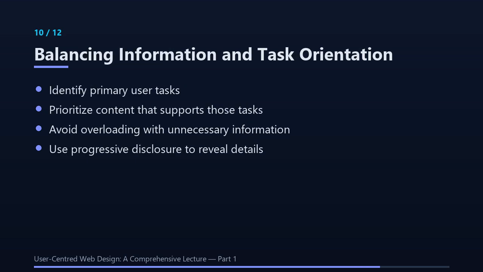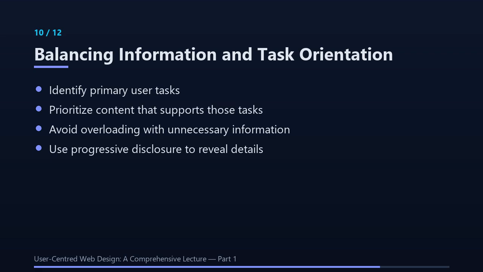A practical way to achieve harmony between information and task orientation is to start by identifying the core tasks users come to the site to accomplish. Once these primary goals are clear, whether it is purchasing a product, finding a support article, or registering for an event, designers can prioritize the content that directly supports those tasks. This prevents the site from becoming a data dump, where users must sift through irrelevant material to locate what they need.